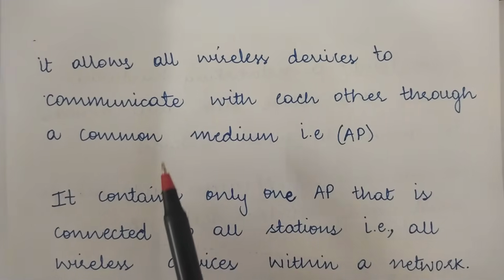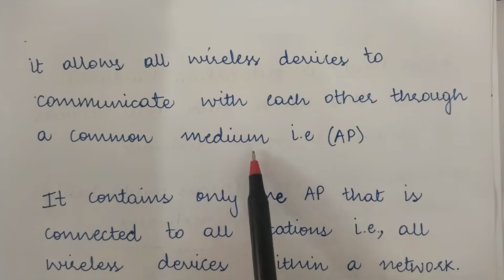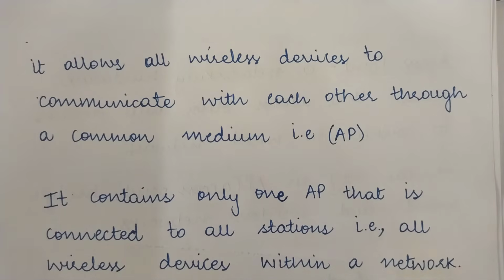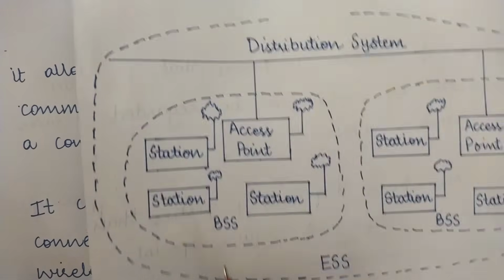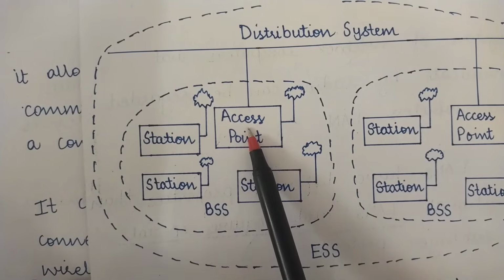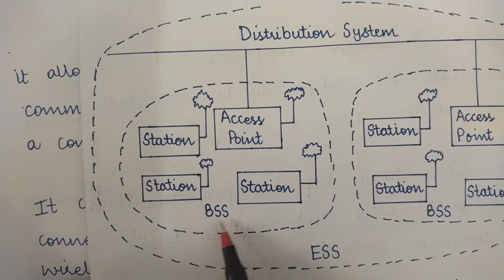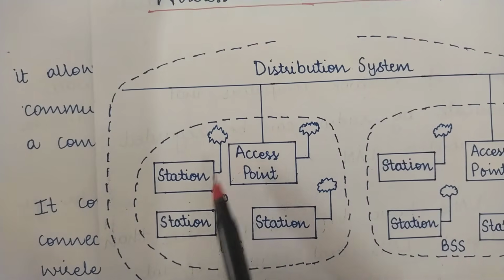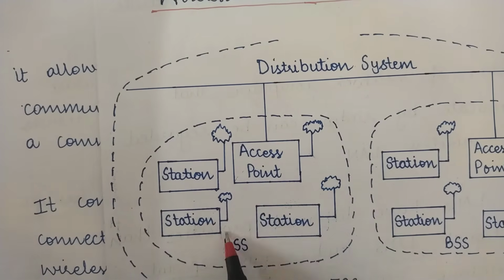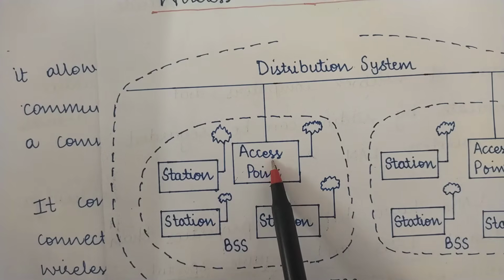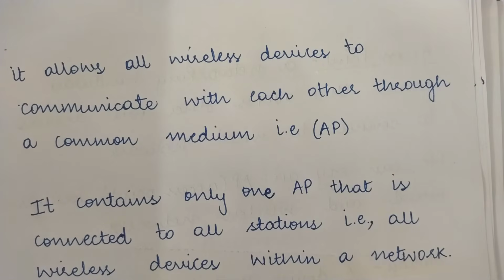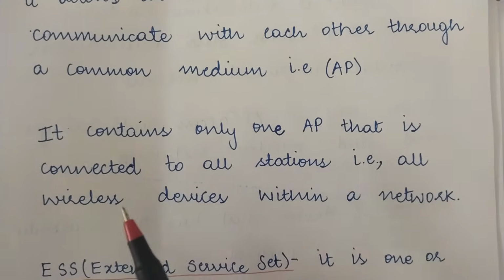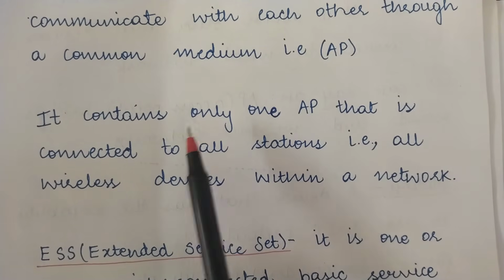It allows all wireless devices to communicate with each other through a common medium, that is the access point or the AP. As you can see, within the BSS we have multiple stations and the access point. So it is the BSS that allows all the wireless devices or all the stations to communicate with each other through what? Through the access point. It is with the help of the BSS that all these stations can communicate with each other through the access point or the AP.